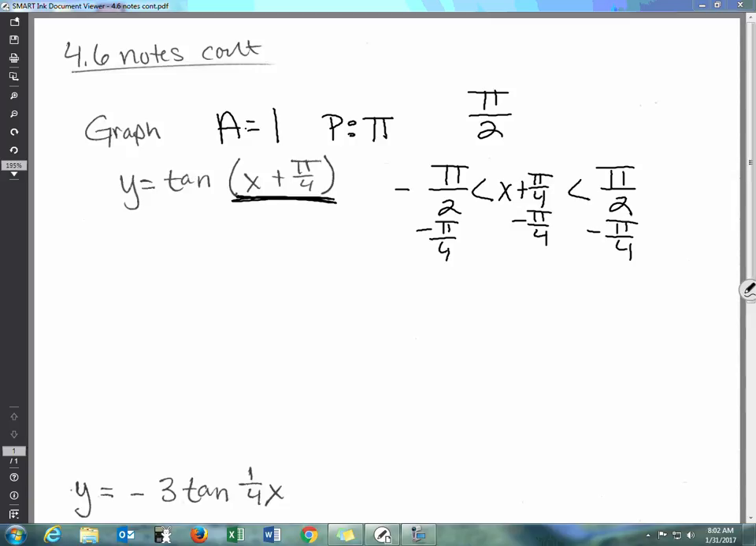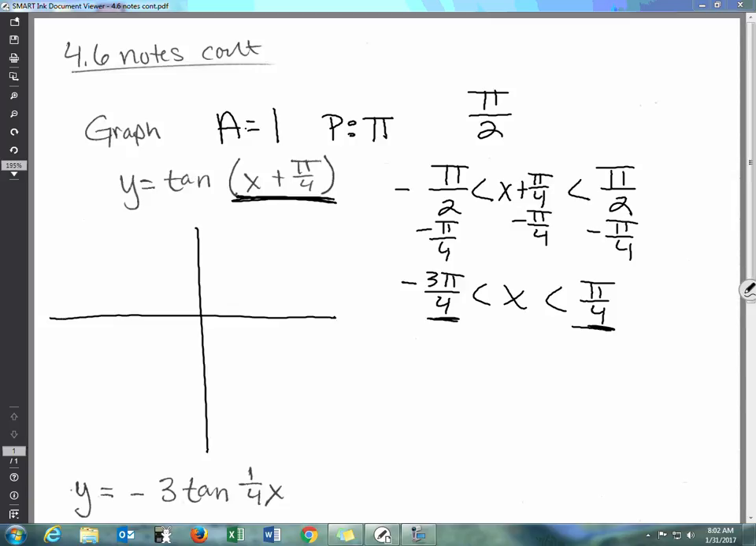So when I do that, negative a half minus pi over 4 is negative 3 pi over 4, is less than x, which is less than, a half minus a fourth, which is a fourth. Okay, so these two are my vertical asymptotes. I'll go to my graph and plot negative 3 pi over 4 and pi over 4, and that's going to be my dashed line.